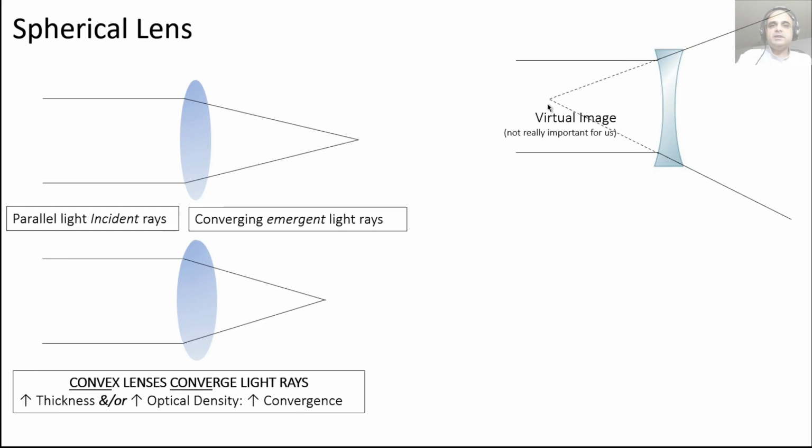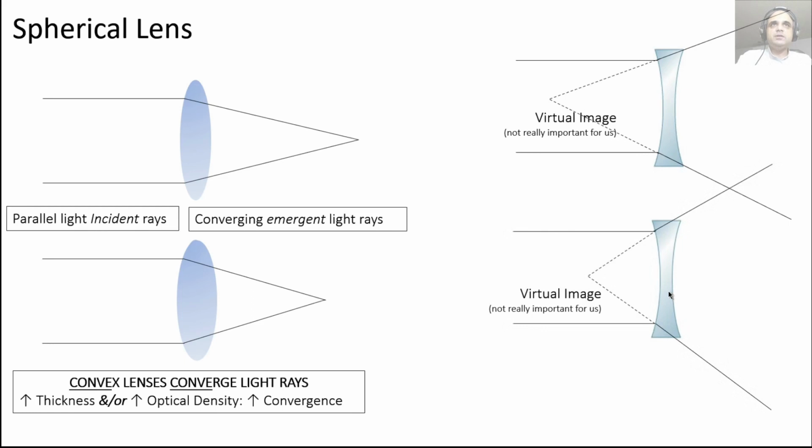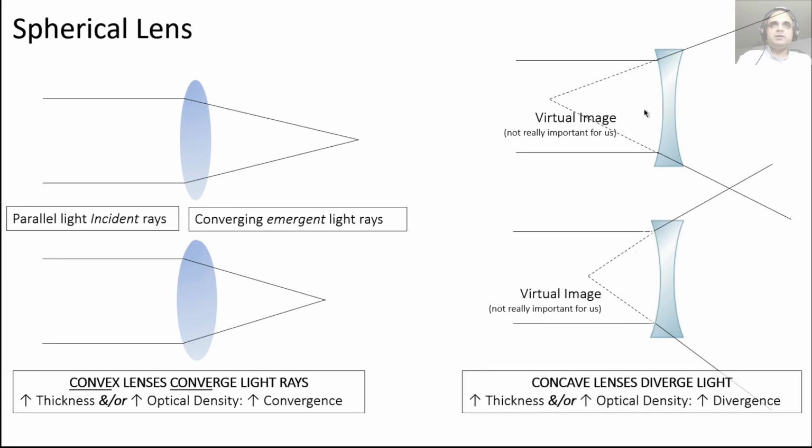The nature of the image is really not much of a concern to an ophthalmologist. We just need to know if it is converging or diverging light. And again, if you have a lens of equal thickness but of a greater optical density, then this would obviously be diverging light more. Remember, this is a diverging lens. And if you have a thicker lens, obviously it would diverge light more as compared to a thinner lens. So concave lenses diverge light. Greater the thickness and or greater the optical density, the greater their ability to diverge light, or divergence.